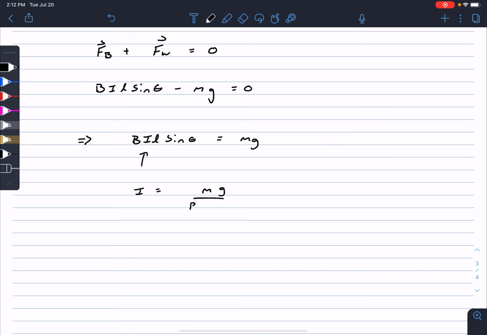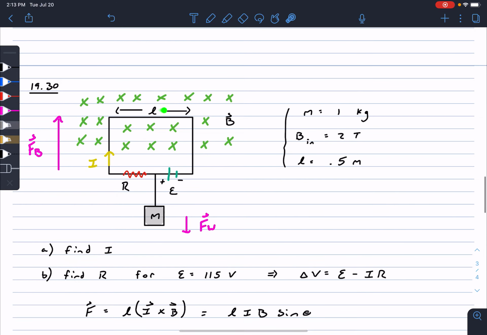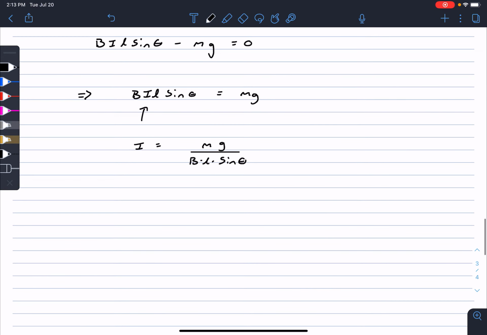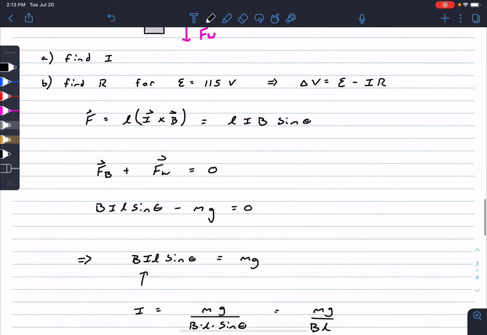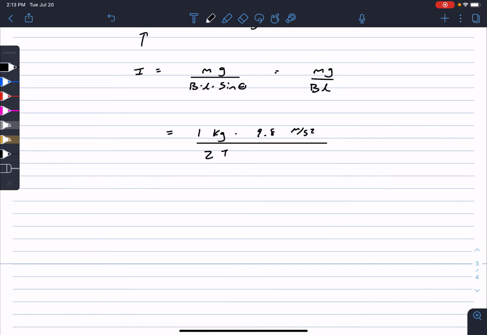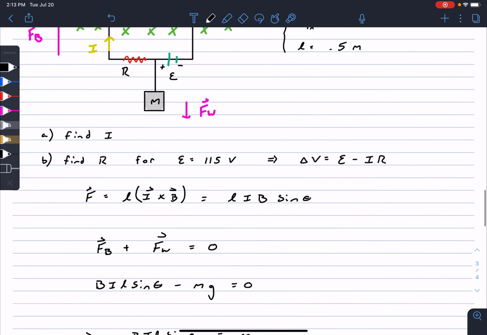So mg over B times L times sine theta. And because the force is perpendicular, because the current is perpendicular with the B field, sine theta is just 1, so it's mg over BL, which is going to be 1 kilogram times 9.8 meters per second squared over, B is 2 Tesla, and then L was half a meter. Well, these cancel. This leaves us with 9.8 amps, right?